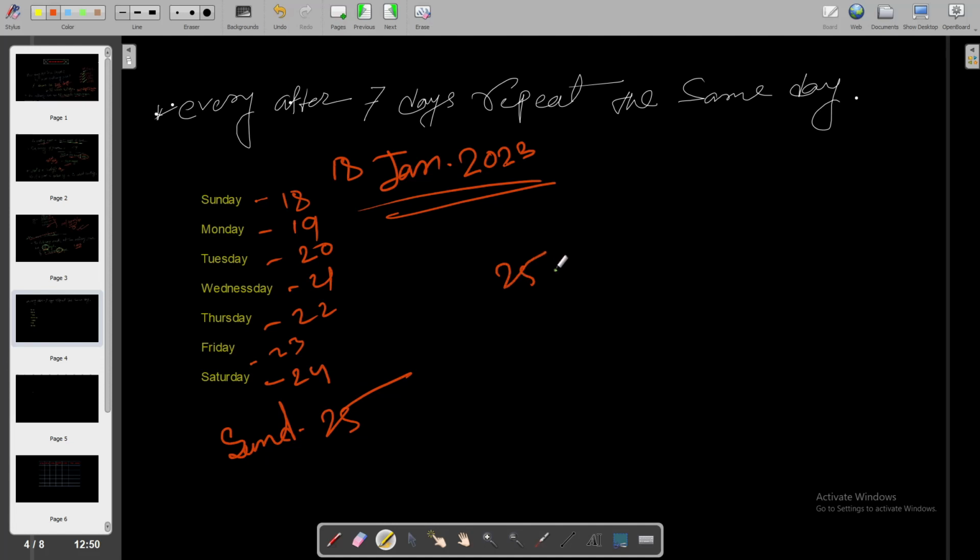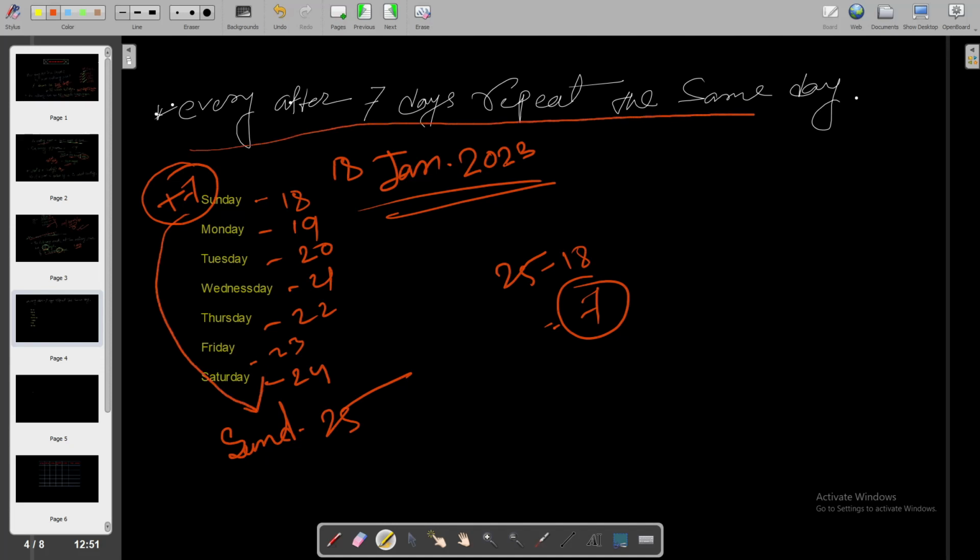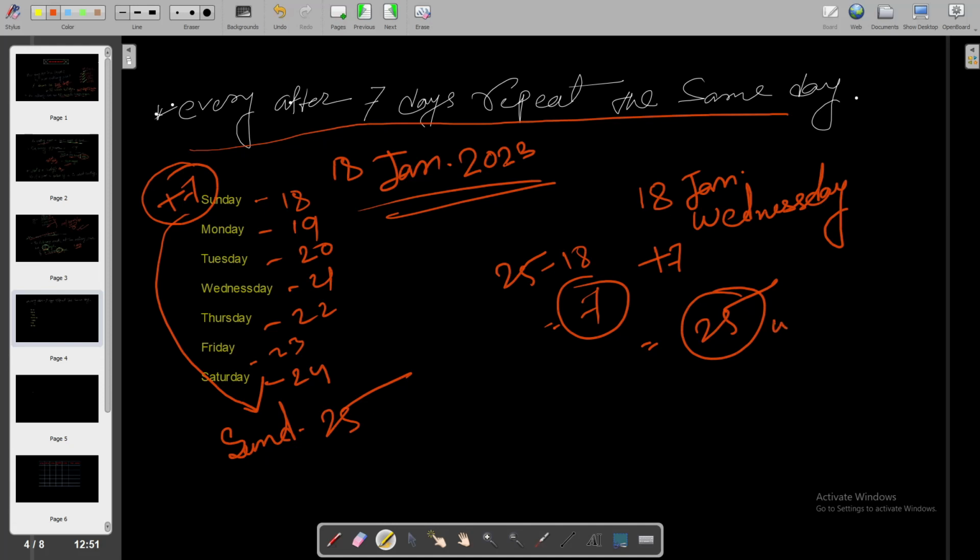Let's subtract 18 from 25, we will get 7. So, if we add 7, then we will get the same day again. Here, after every 7 days, the same day repeats. Actually, today is Wednesday, 18th January. So, if we add 7, it will be 25th January. Then 25th January will be Wednesday.